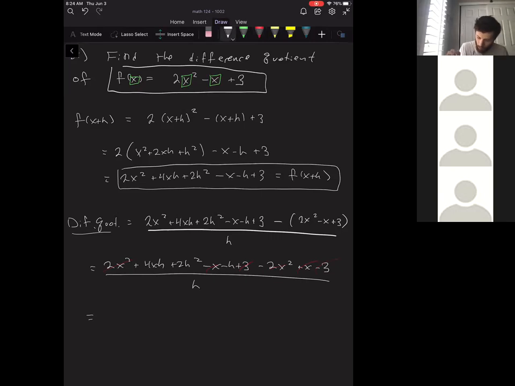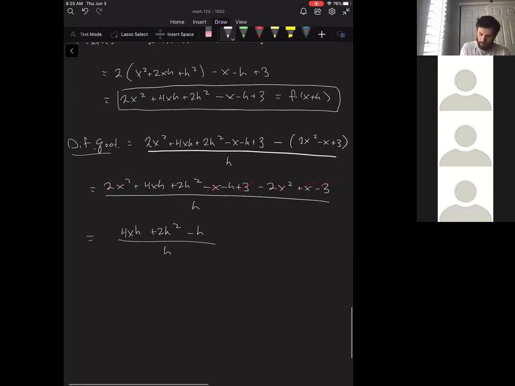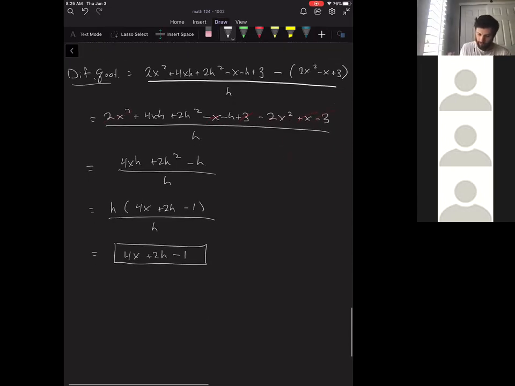That's it. And so what we're left with is a 4xh, a plus 2h squared, and then the minus h. So these are the only things we have left, and it's all divided by h. And the last thing we could do is factor out an h on the top. So let's take out an h. We have h times 4x plus 2h minus 1, and then that's divided by h. So now those h's cancel on the top and the bottom, so we have 4x plus 2h minus 1. All right, so this will be our final answer. This is the difference quotient.